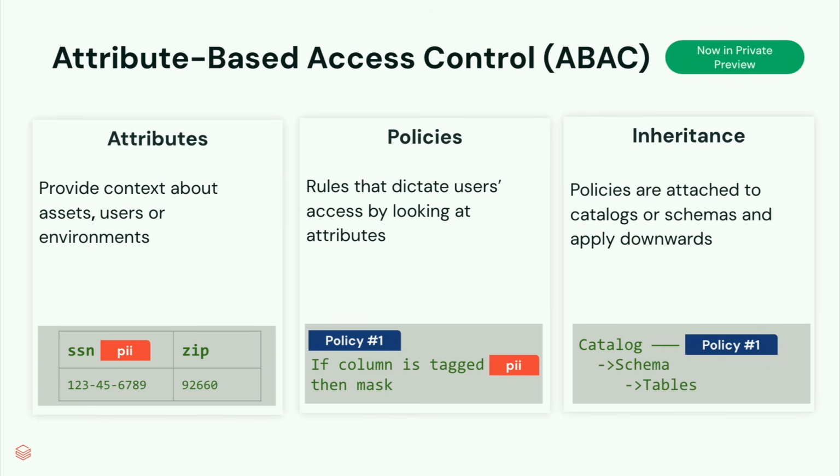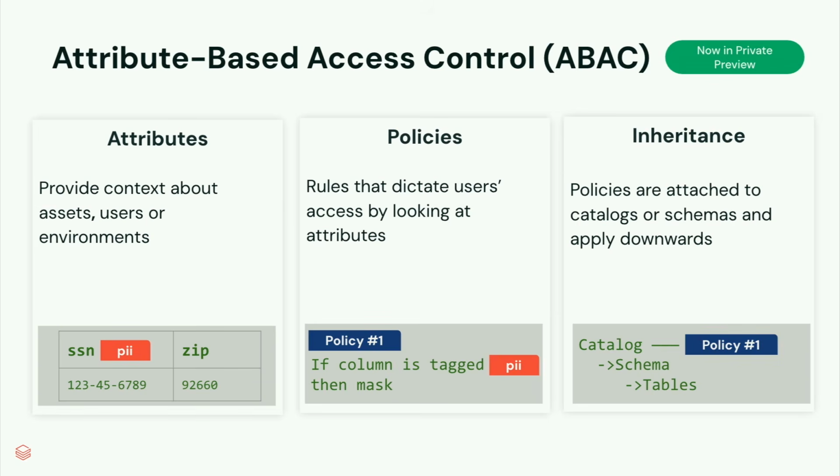ABAC allows you to set dynamic, context-sensitive policies on top of groups of assets within Unity Catalog. And you can think of ABAC as the next gen of the more traditional RLS CM paradigm for fine-grained access control within Unity Catalog. So ABAC consists of attributes, right? These provide context about assets, users, or environments. An example attribute could be a column tag. Here in this example, you can see the SSN column is tagged with PII.